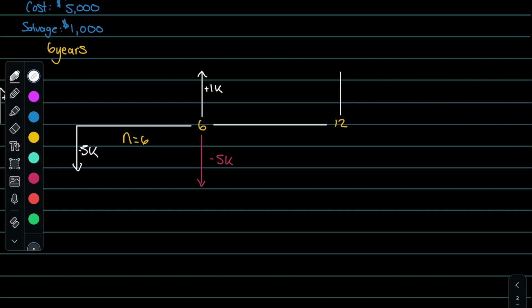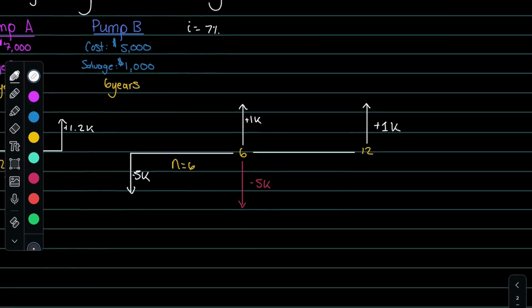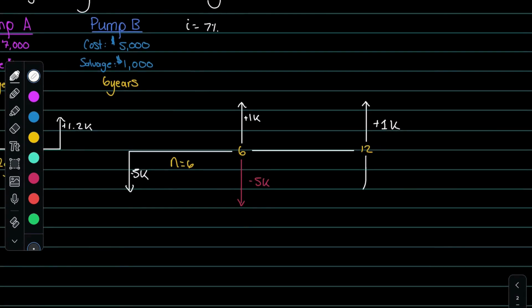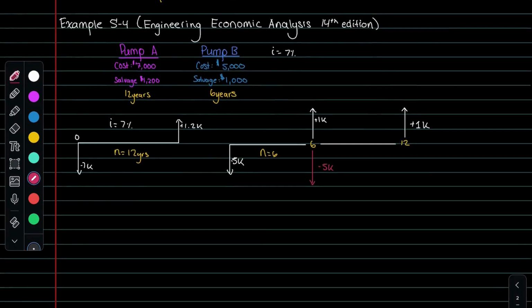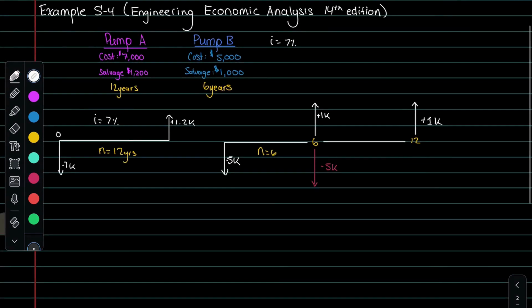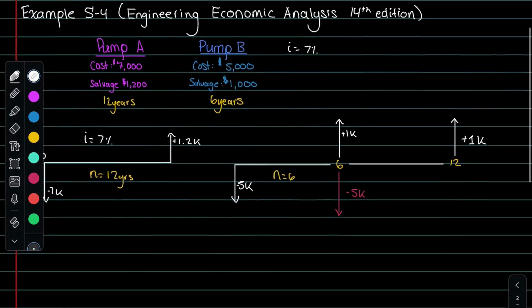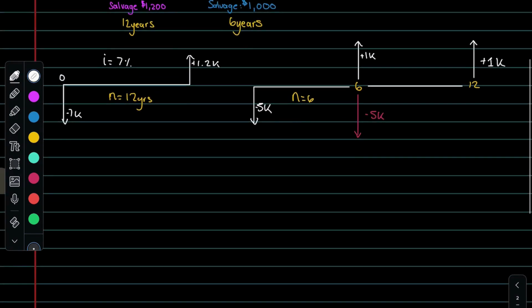So it's a little trickier, but we also gain $1,000, a positive $1,000 for the salvage value, right? But we don't have to buy another one. We don't have to go down and buy another one because we're at the end of the 12 years. We're just trying to compare them with the values that are given, okay?